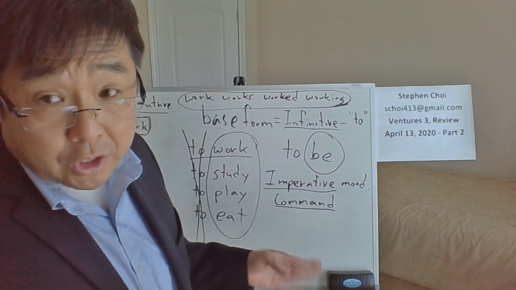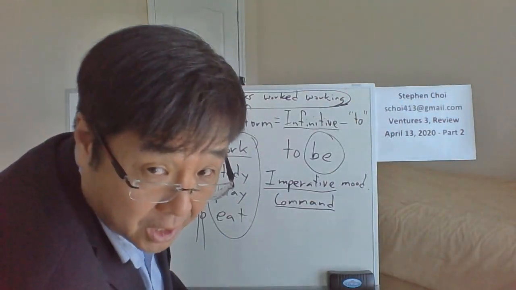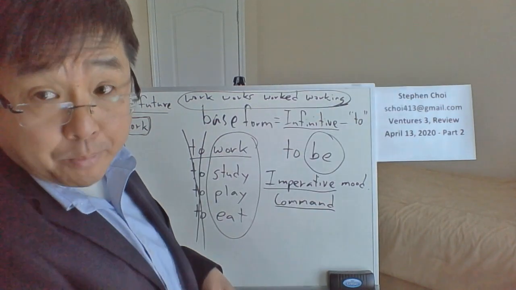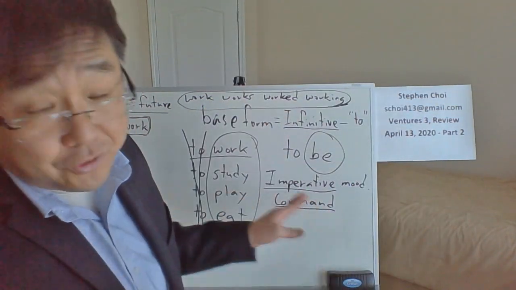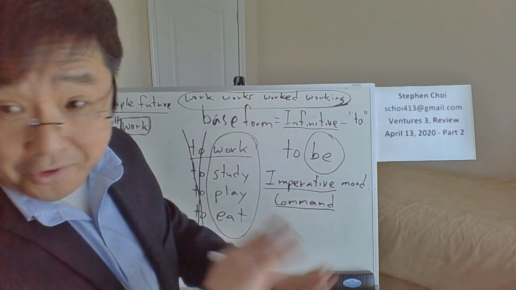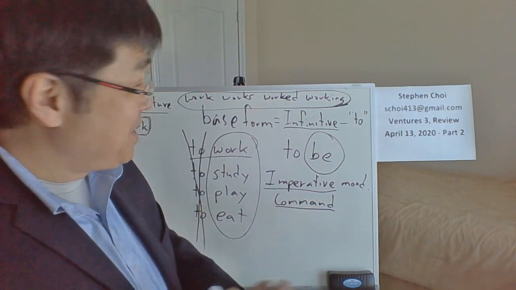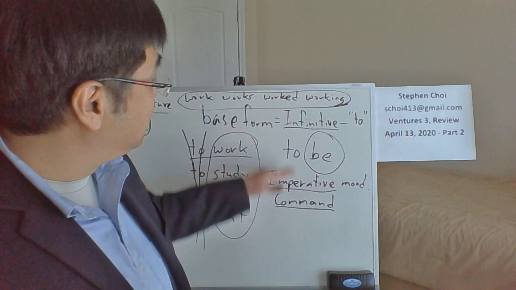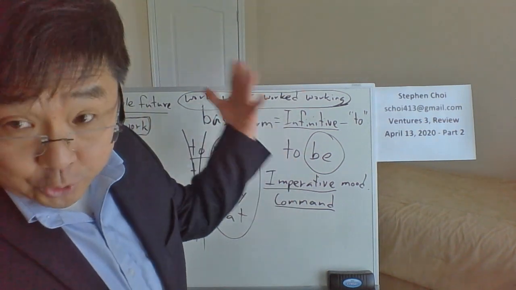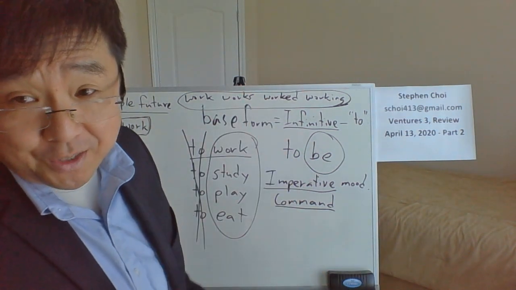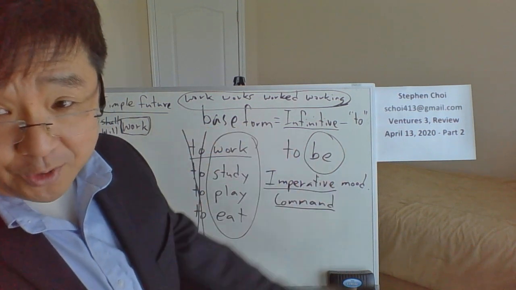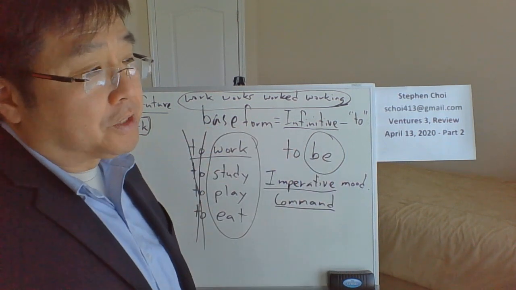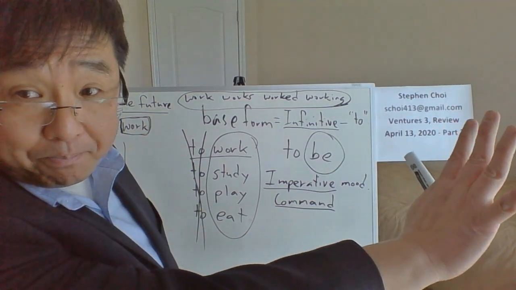Some languages you have to memorize a whole list of the imperative mood forms. But in English we don't have to do that. English is very lazy, I guess. It's very simple. We just use the base form to do the imperative mood, to make a command, to make an order. So I'll say stop. That's it.